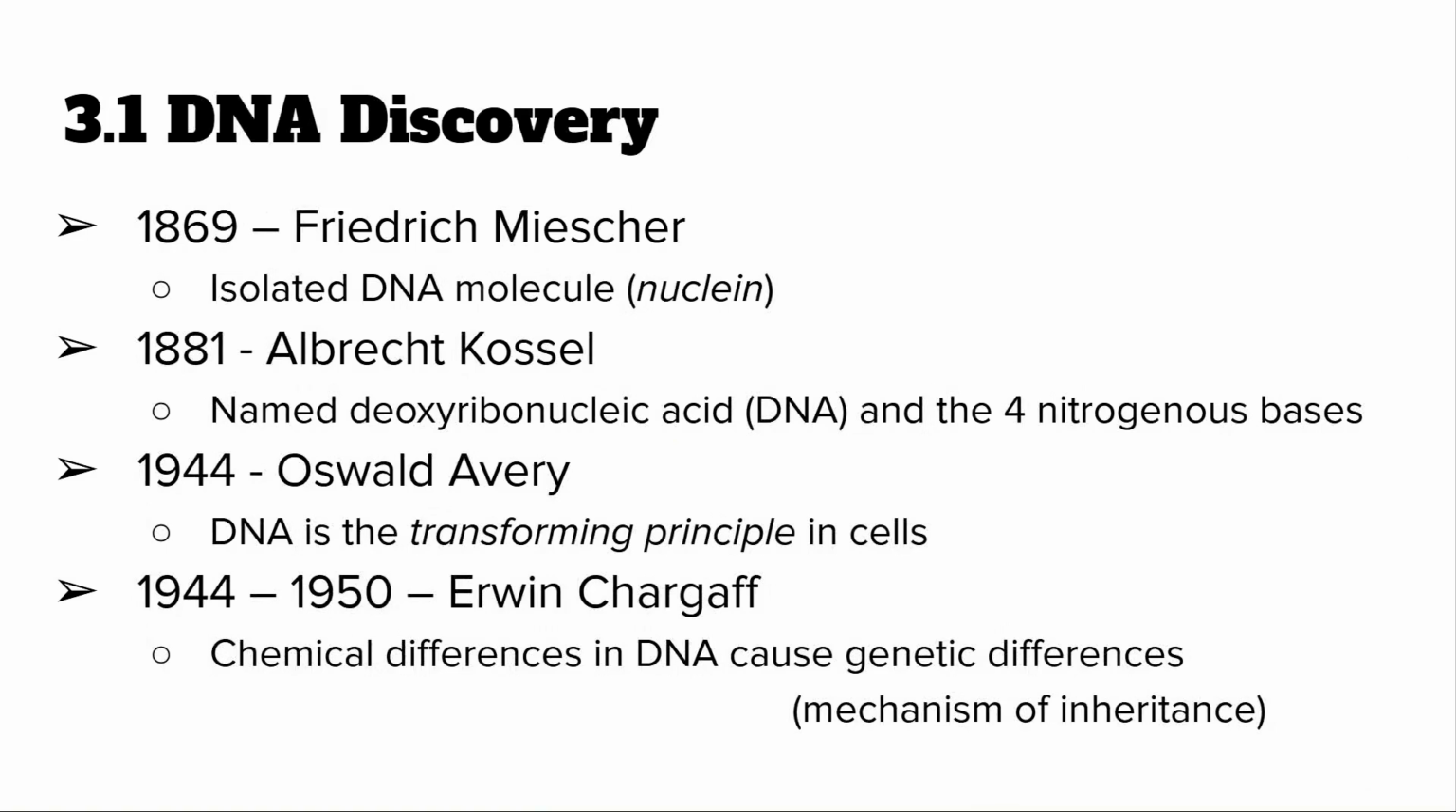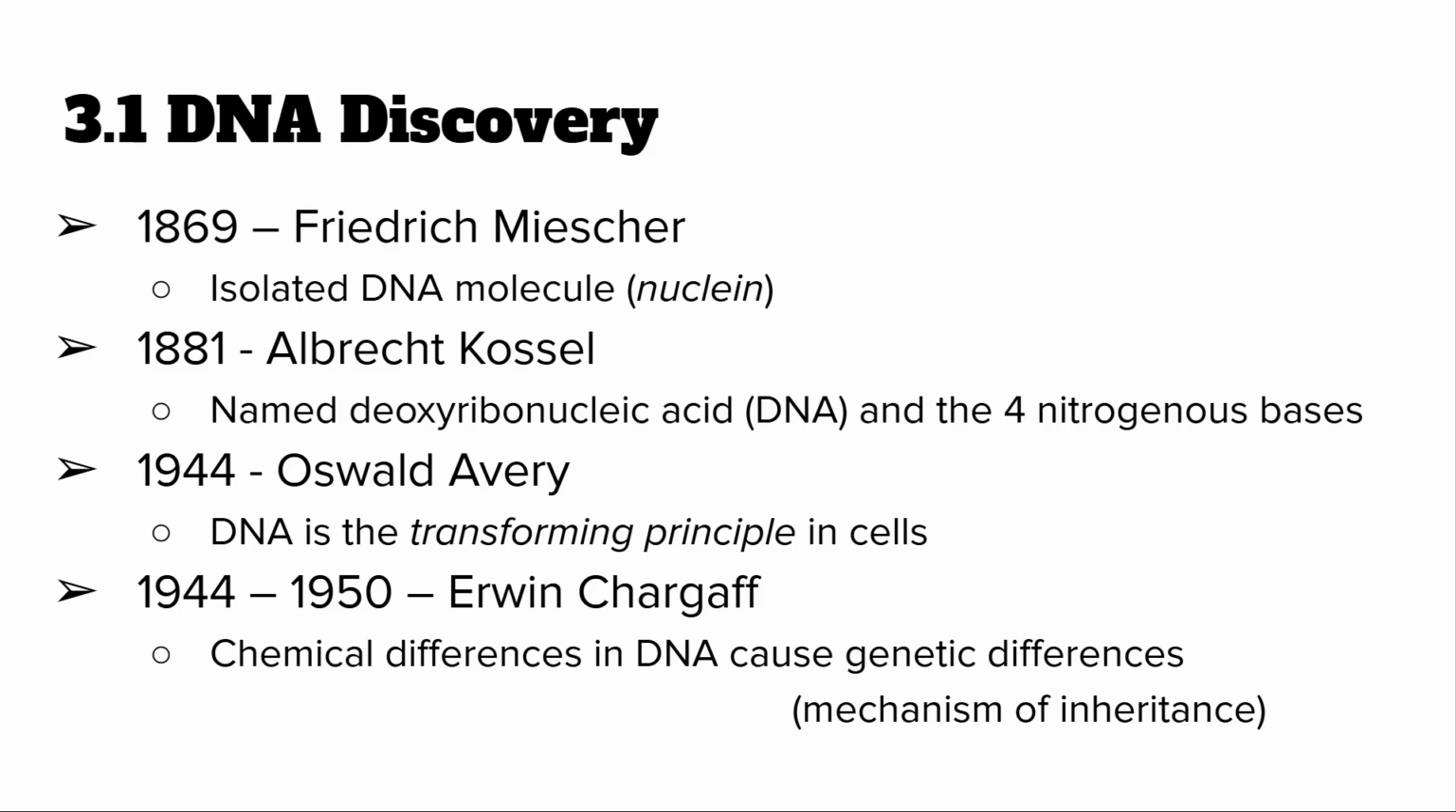We've talked about how cells were discovered and how scientists were getting better and better at looking inside cells. In 1869, Friedrich Miescher actually was able to isolate the DNA molecule from a cell. He was able to get the DNA out of it. He didn't call it DNA, though. He called it nuclein.